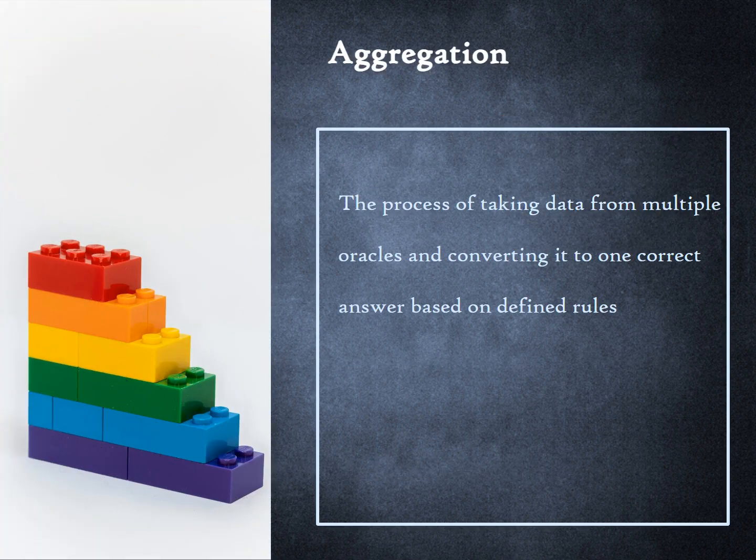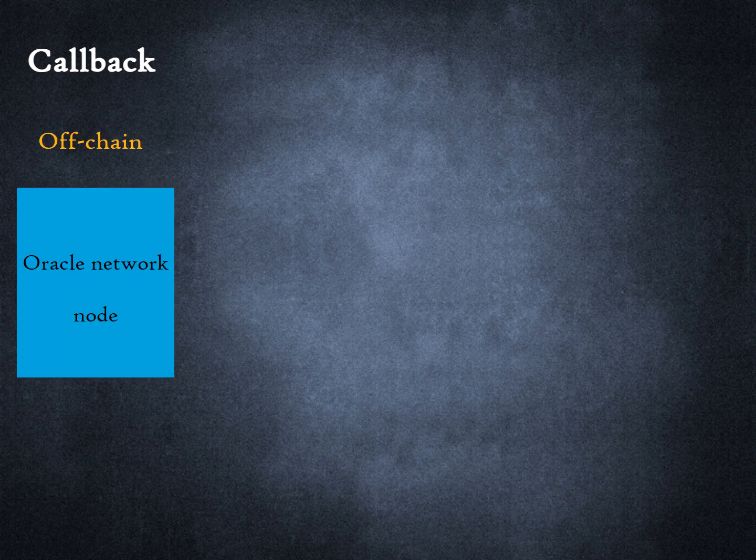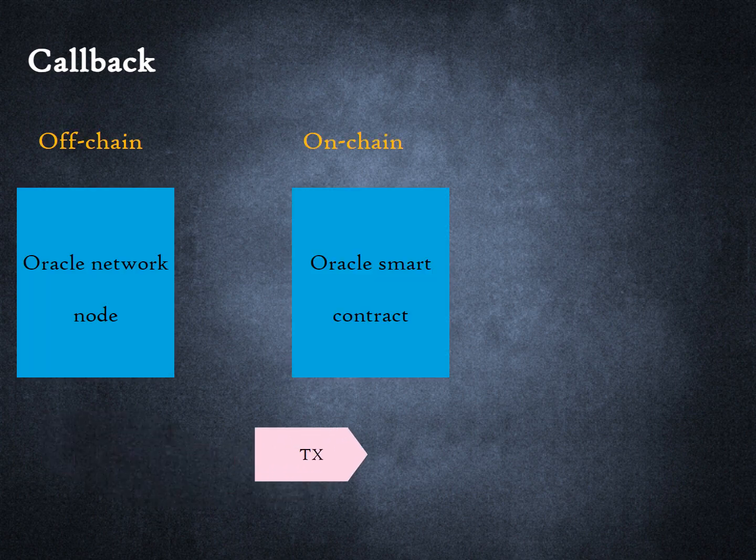Aggregation, as we discussed previously, is the process of taking data from multiple oracles and converting it to one correct answer based on defined rules. The Oracle node that has the aggregated data sends the data via a transaction to the Ethereum node it is connected to. Remember that the Oracle nodes are themselves not part of the blockchain and hence communicate information only with the blockchain nodes they are directly connected to.